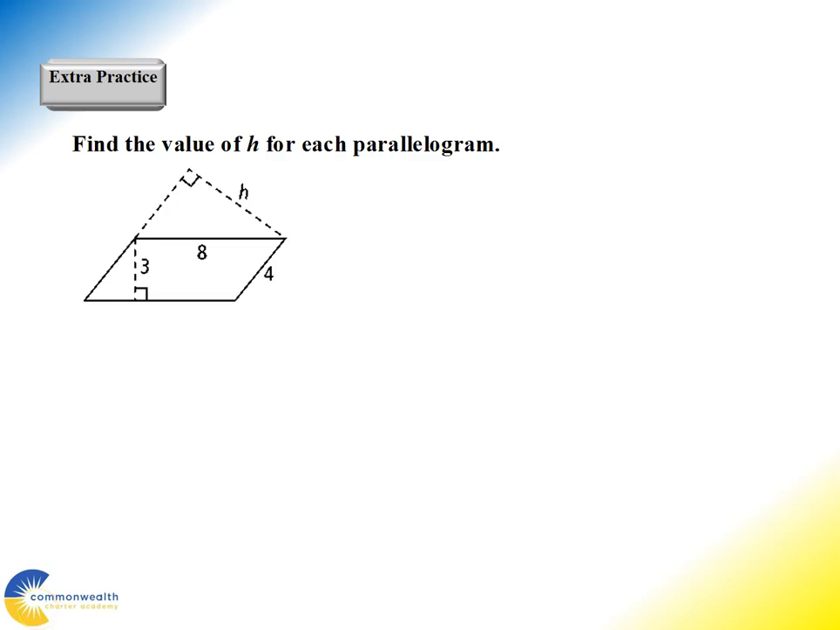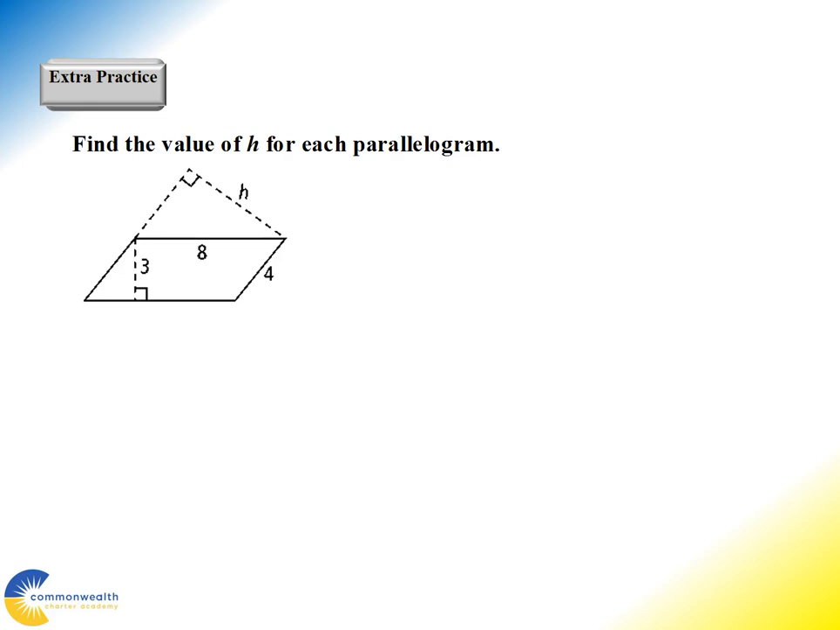So let's do a quick review of these exit ticket problems at this time. The first two questions basically gave you a parallelogram, and they gave you the measurements of the two sides of the parallelogram, and they gave you one of the two heights that you could possibly have for the parallelogram. They wanted you to find the other height.